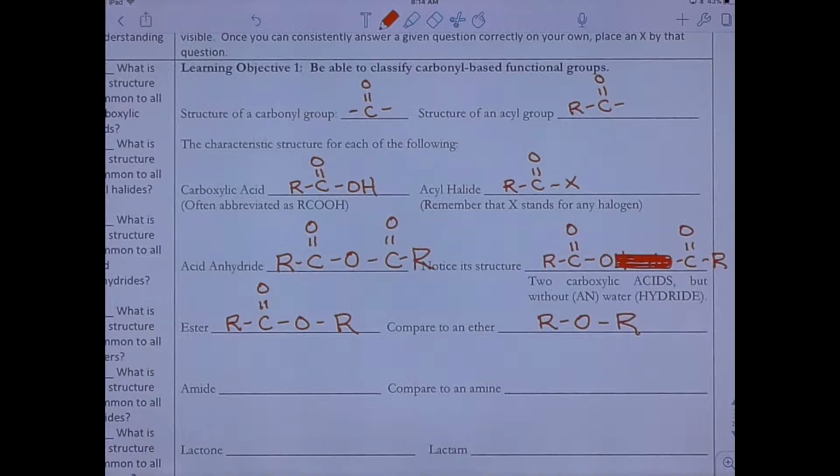Ester and ether got together and had a kid, things like that. Okay.